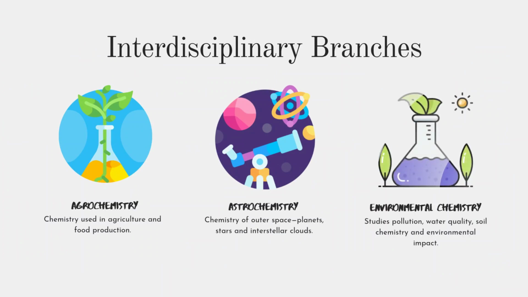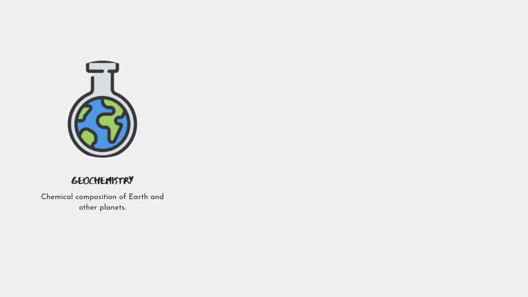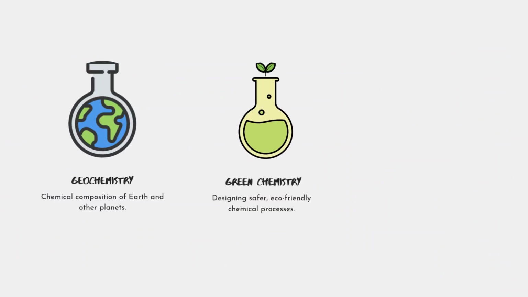Environmental chemistry focuses on pollution control, water and air quality, and protecting the environment. Geochemistry studies the chemical composition of the earth, including rocks, minerals, and soils. Green chemistry focuses on designing chemical processes that are safe, eco-friendly, and sustainable.